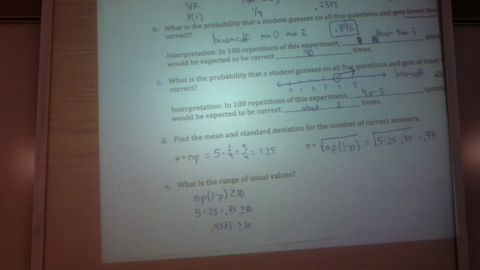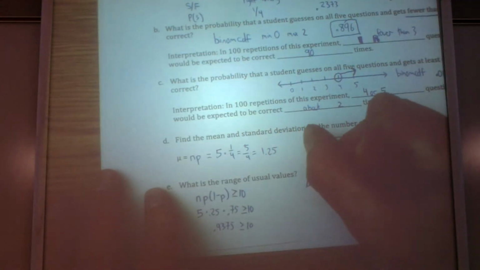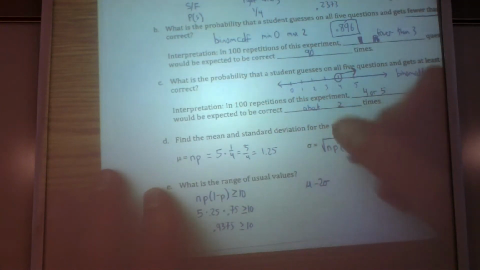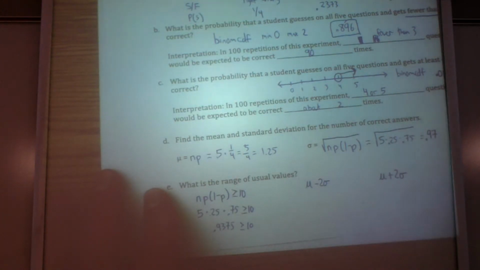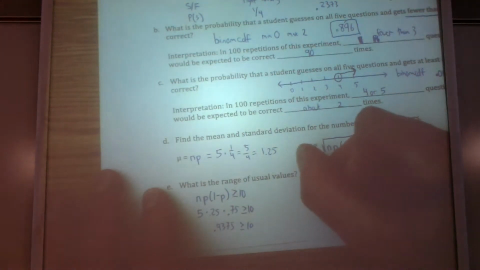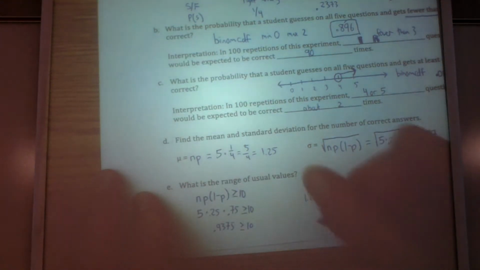So we can assume it's normal, but usually what you would do at this point is you would go up 2 standard deviations, down 2 standard deviations. That would cover 95% of the data. So if we were just assuming that this was normal, I would take my mean and subtract 2 standard deviations. I would take the mean and add 2 standard deviations. And when I do that, the mean was 1.25 and the standard deviation was 0.97. That takes me down to negative 0.69.